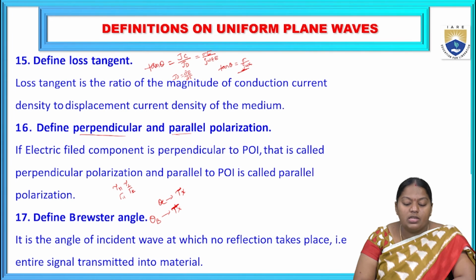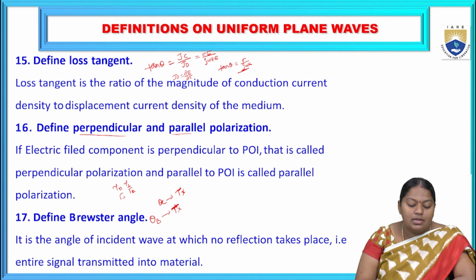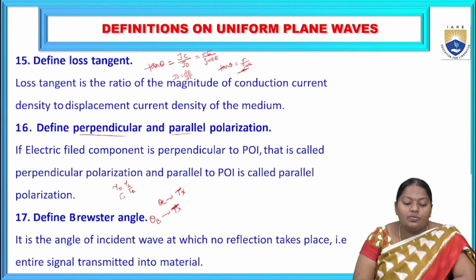So the difference between normal incidence and oblique incidence we have also learned. When the incident wave touches normally to the boundary between two dielectric media, it is said to be normal incidence, and obliquely between two dielectric media means the angle is other than 90 degrees. That type of incidence is said to be oblique incidence. From this, we have learned loss tangent, and after that how to identify whether a given one is perpendicular polarization or parallel polarization. Then after that we have learned Brewster angle.